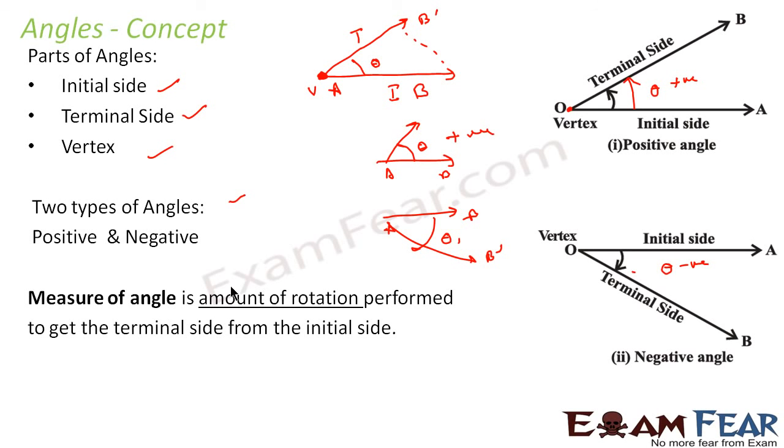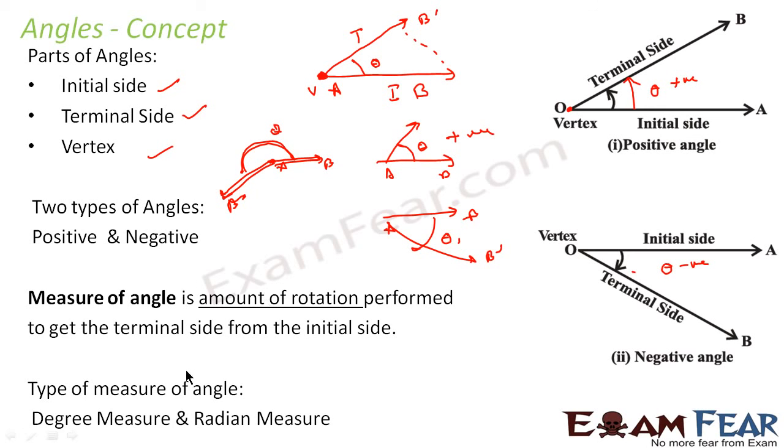Measure of an angle is nothing but the amount of rotation performed. We already discussed. For example, if this is the line, we rotated this much. This was the line AB. We rotated this about point A this much. So this becomes again B dash. So this is theta. Theta is nothing but the amount of rotation performed from initial side to get the terminal side. This is what measure of angle is. And there are two types of measure of angle. One is the degree measure and the other is the radian measure. We'll discuss it in the next slide.